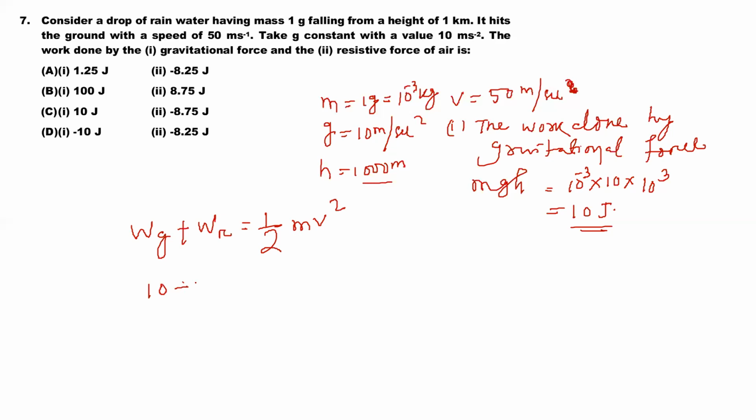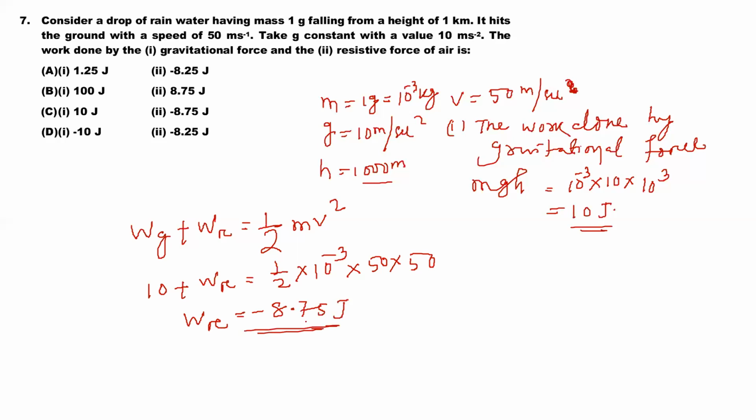10 plus Wr is equal to half into 10 to the power minus 3 into 50 into 50. V is given 50. So by solving this, students, you will get the work done by the resistive force is equal to minus 8.75 joule. Okay. Here the correct option is C.